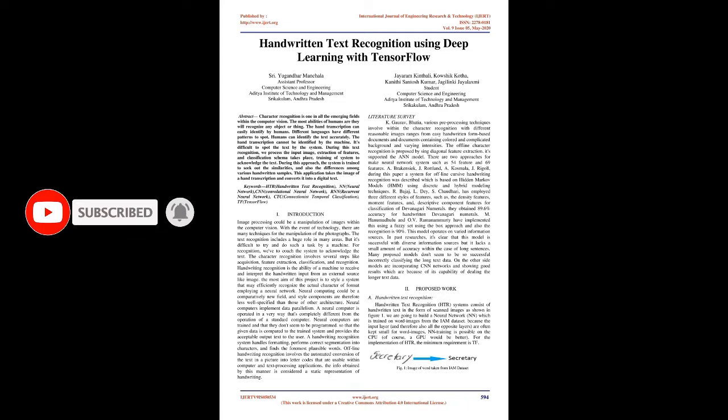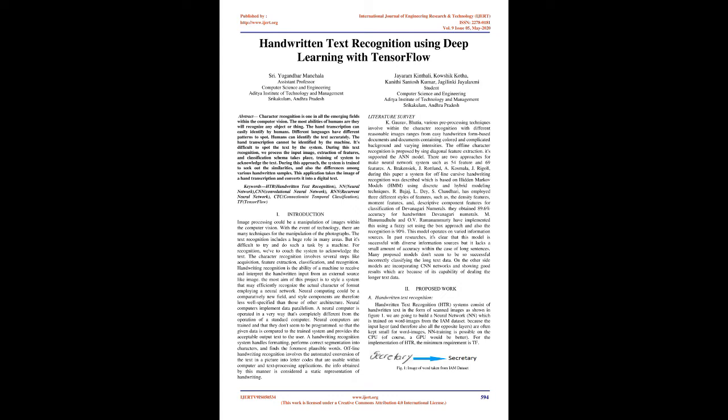Neural computing is a comparatively new field, and design components are therefore less well specified than those of other architectures. Neural computers implement data parallelism. A neural computer is operated in a way that is completely different from the operation of a conventional computer. Neural computers are trained and they are not programmed. So the given data is compared to the trained system, which provides the appropriate output text to the user.